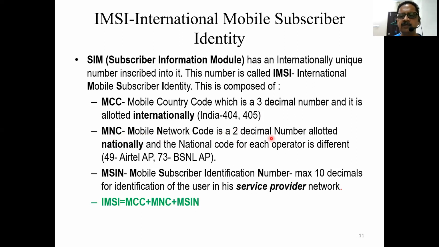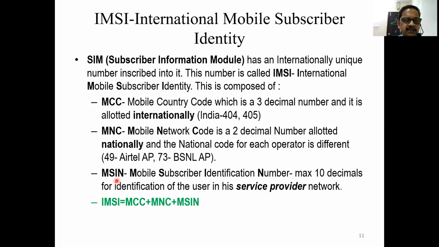It is a 2-decimal number allotted nationally, and the national code for each operator is different. This MNC, Mobile Network Code, has 2 decimals. They are allotted nationally. MCC is allotted internationally, whereas MNC is allotted nationally. So, for example, for Airtel Andhra Pradesh, the MNC code is 49, and for BSNL AP, it is 73.